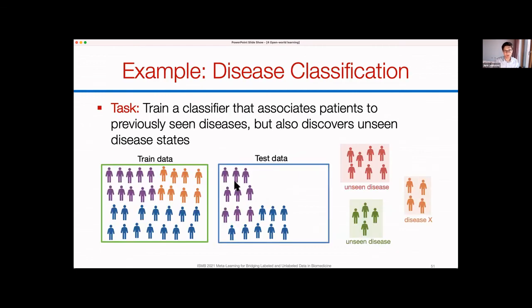So that's kind of what we want to do at the same time, right? We want to train a classifier that associates patients to previously seen diseases, but also discover classes of previously unseen disease states.